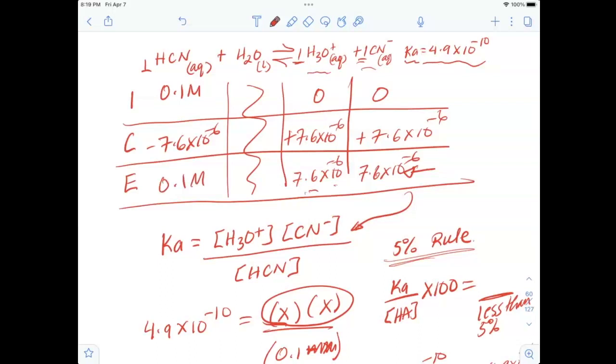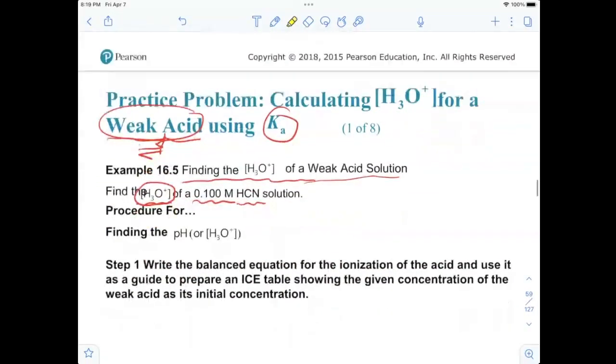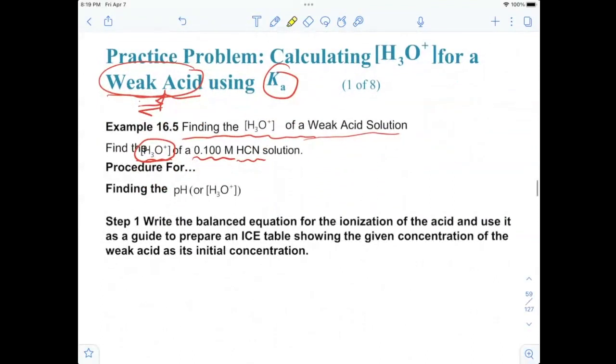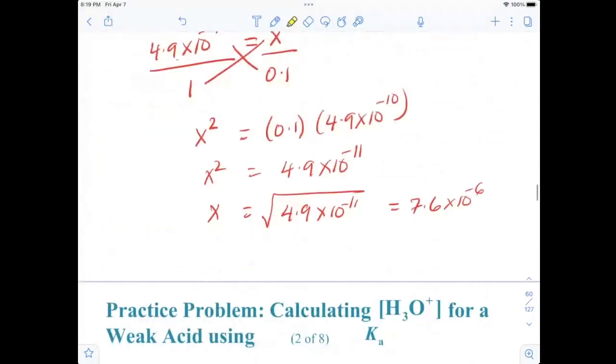Okay? What we need here, though, to find our pH, that's what we're looking for, right? Did they say find your pH? Oh, no, they just asked for the H3O+. Is that all they were asking for? Because here they say the pH. Okay, if they're asking for just the H3O+, that value is 7.6 times 10 power negative 6.